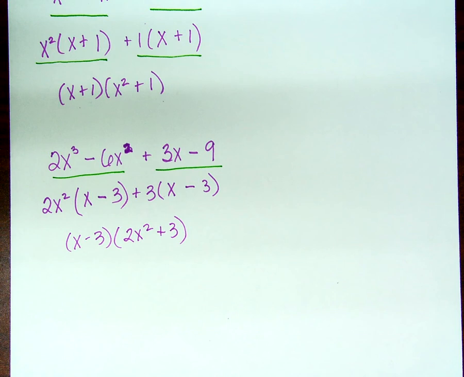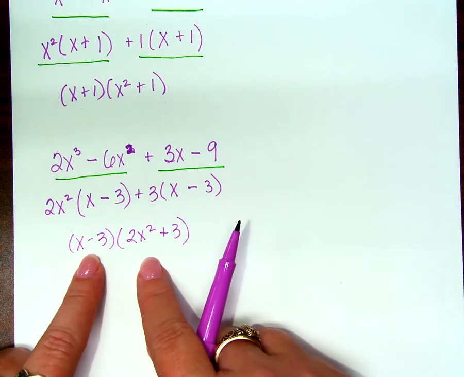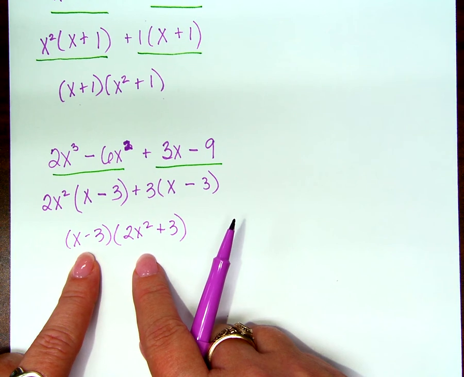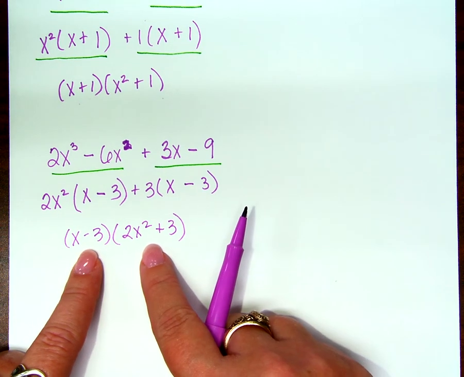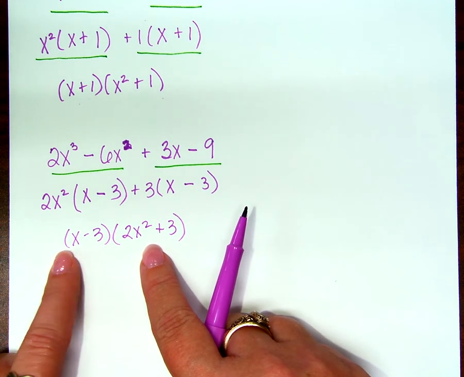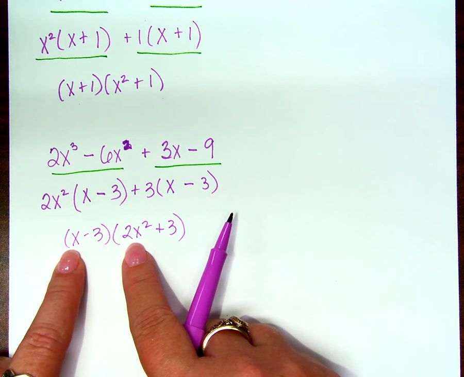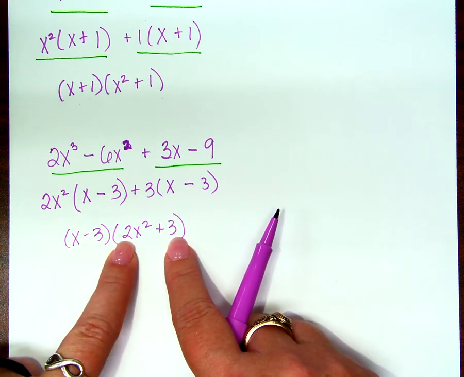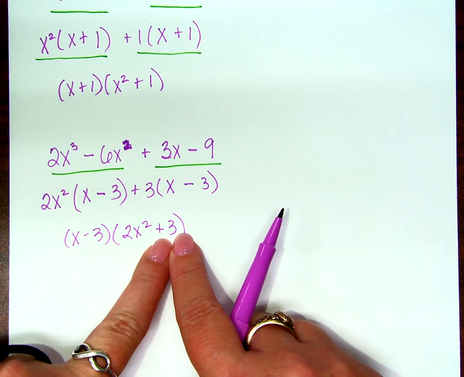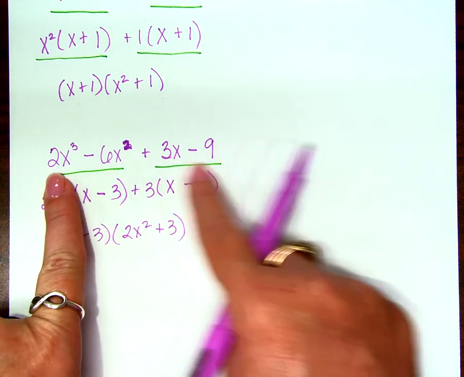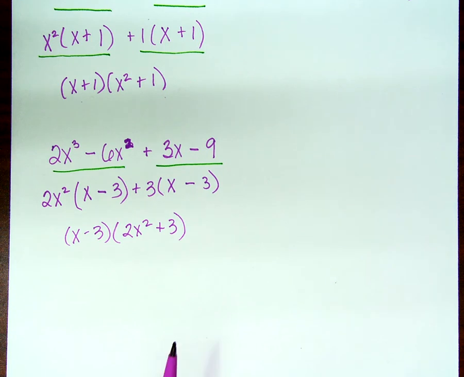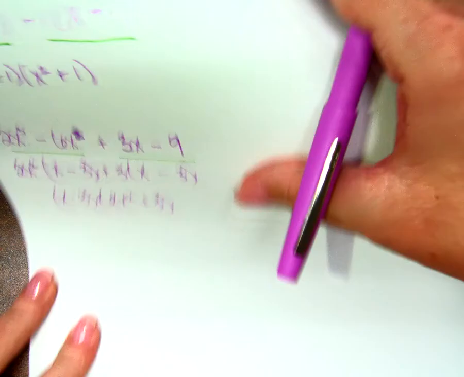Guys, is there any reason that you should get any of these wrong? Is there a way to check them? Yeah, couldn't I just multiply back out? 2x to the third plus 3x minus 6x squared minus 9. Now that's not exactly in the same order as the problem was given to you, but isn't that still the same answer? Yeah. Any questions? Sometimes you have to be careful. Okay?